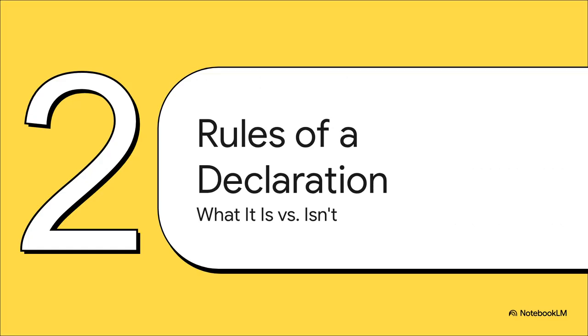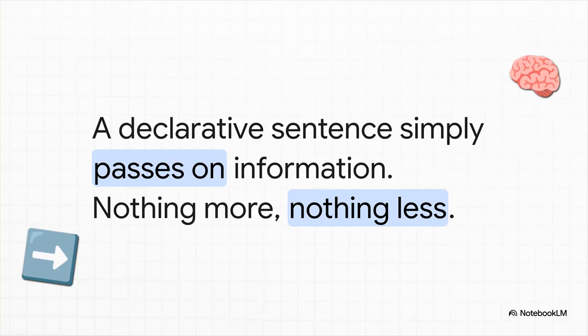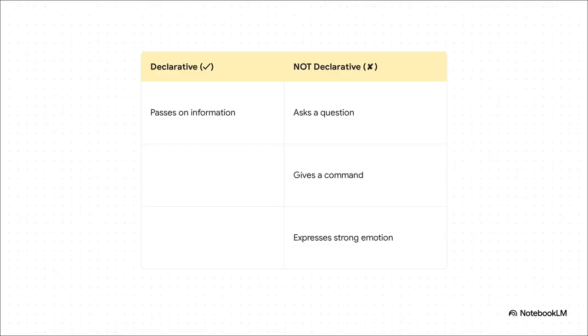Okay, so we've got the rules for what a declaration is. Now let's sharpen that definition by looking at what it isn't. Sometimes the best way to see something clearly is to understand its boundaries. The main thing to remember is that its job is incredibly focused. It's only there to pass on information. It doesn't ask anything, it doesn't give a command, and it doesn't shout with emotion. It just informs.